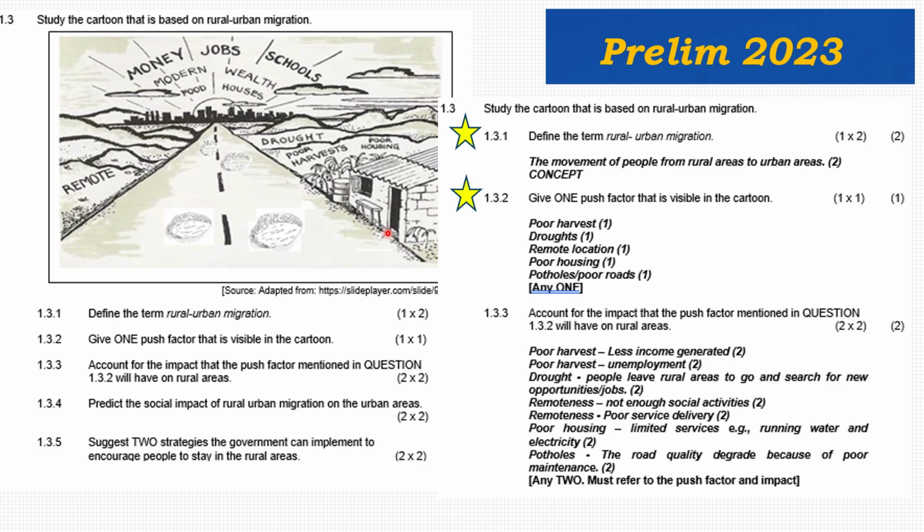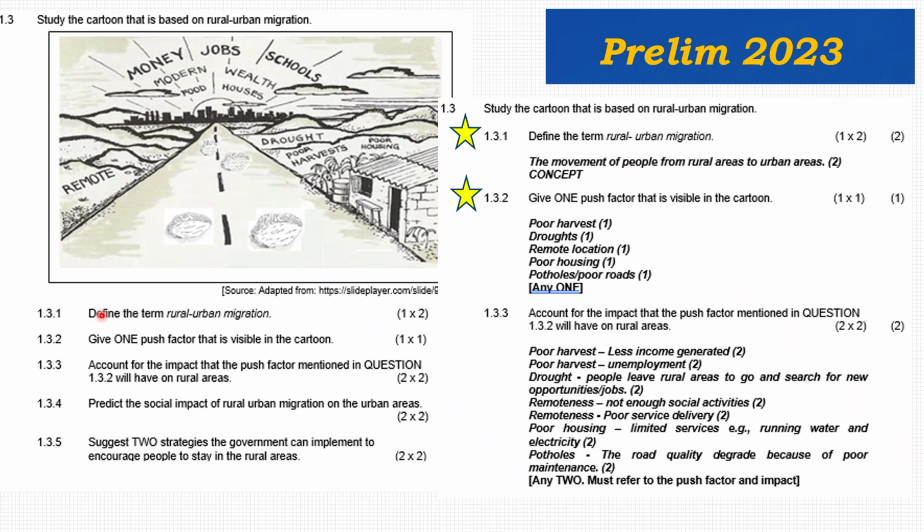You can see that this is a rural area, it's a remote area. They're saying there's drought, there's poor harvest, there's poor housing. But look at the urban area there, with tall buildings, it says money, job, school, wealth, houses, food, it is modern. These are all the things which are attracting people to the urban area. But in the rural area, we have all the push factors, the unfavorable conditions.